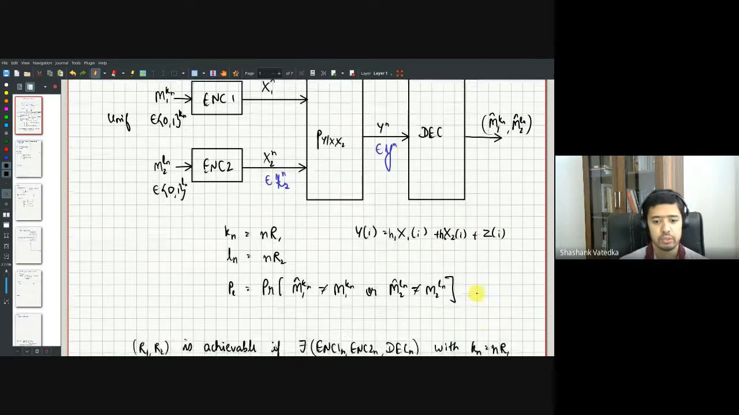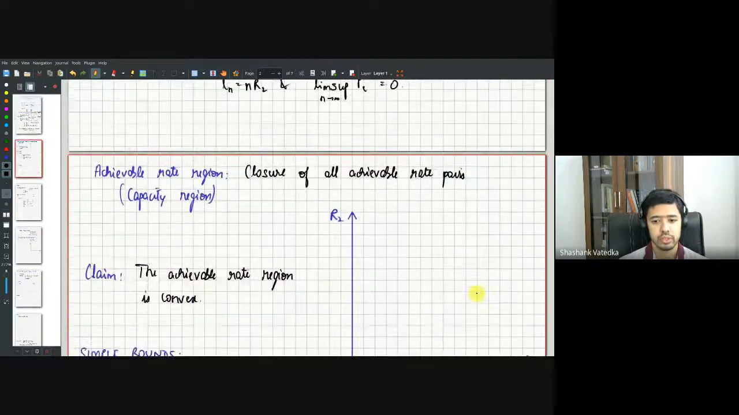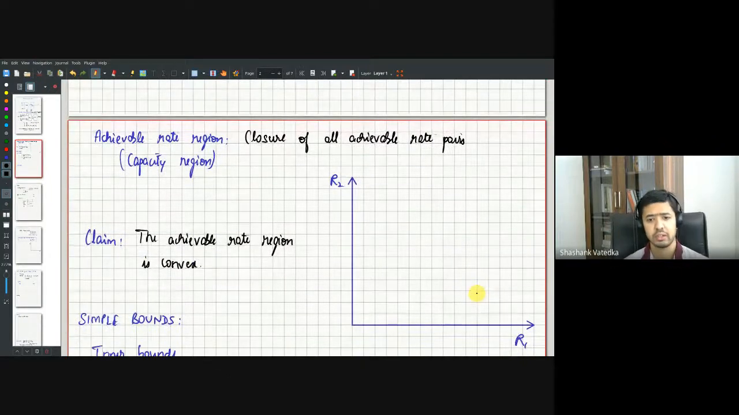Okay. So our goal is to really understand what rate pairs are achievable. We'll say that the closure of the set of all achievable rate pairs is what we call the achievable rate region, or the capacity region. So our goal is to understand what the achievable rate region is.